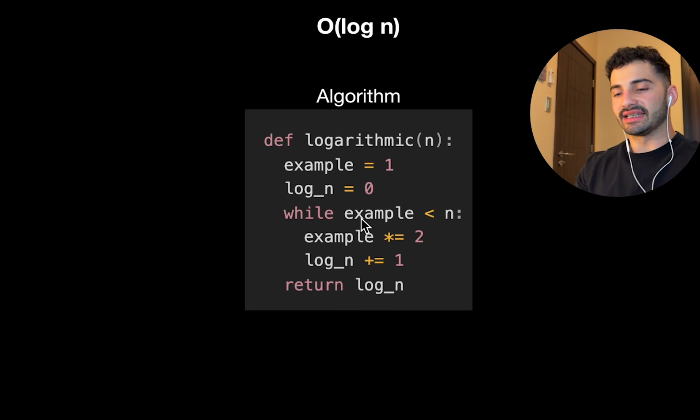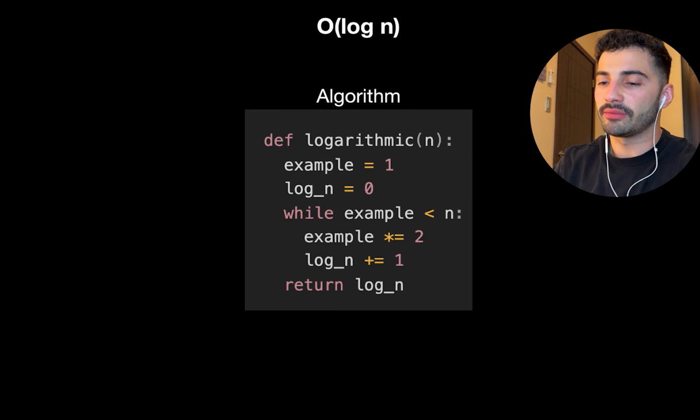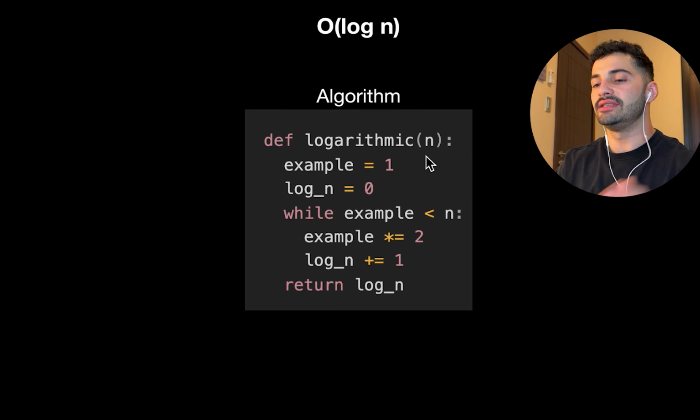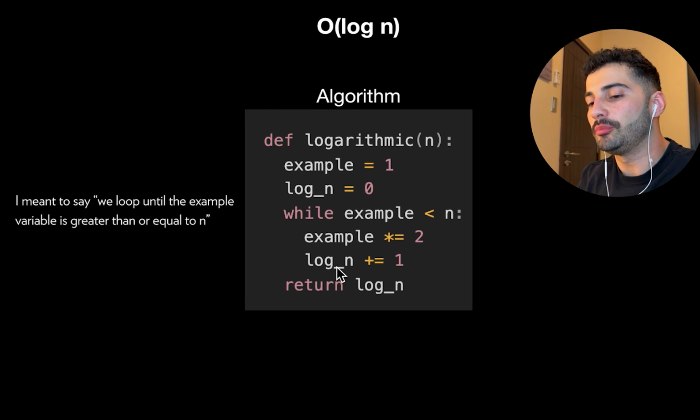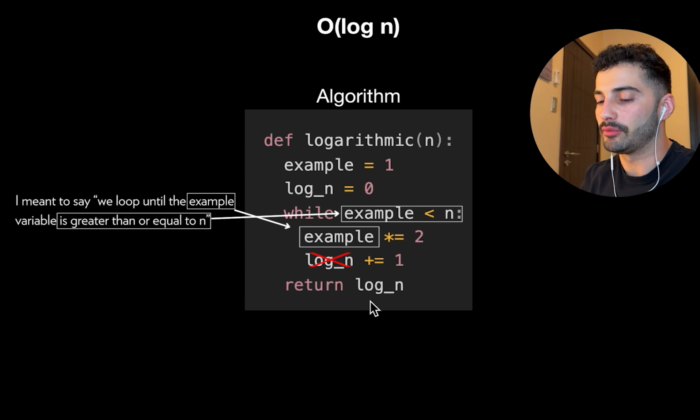So now let's look at the logarithmic time complexity. So this is an example of a logarithmic algorithm. The number of operations this algorithm has to execute only increases by 1 for each time the size of n doubles. So you can see in this algorithm, we loop until the log n variable is greater than or equal to n, and then we return log n.